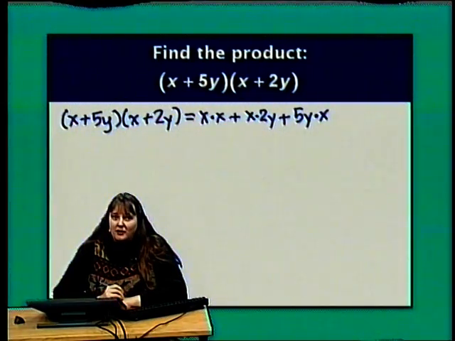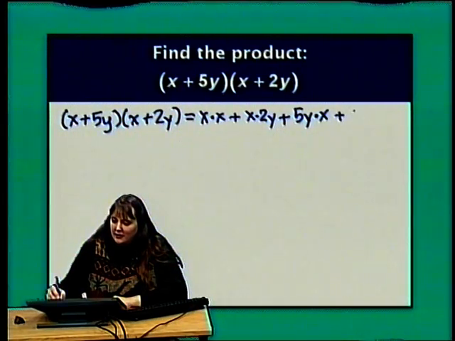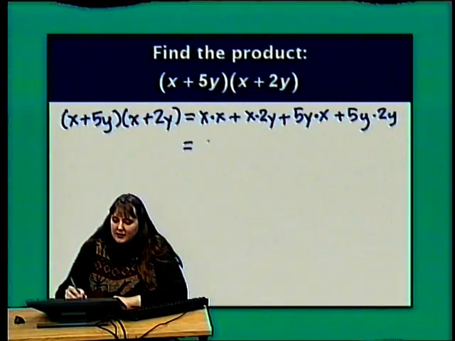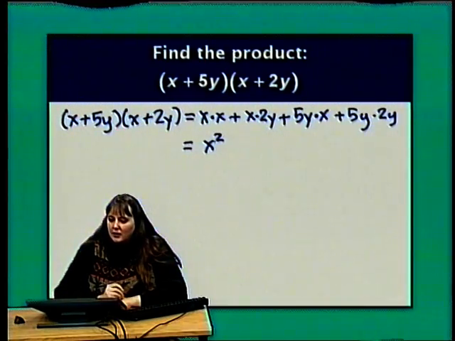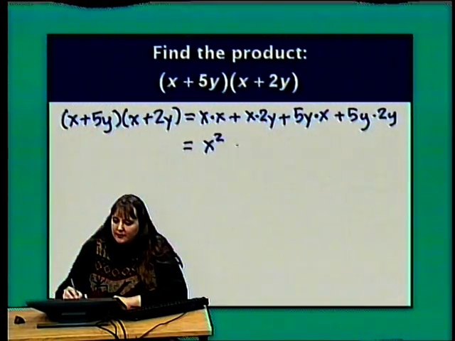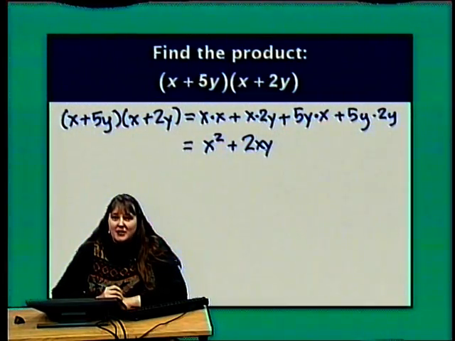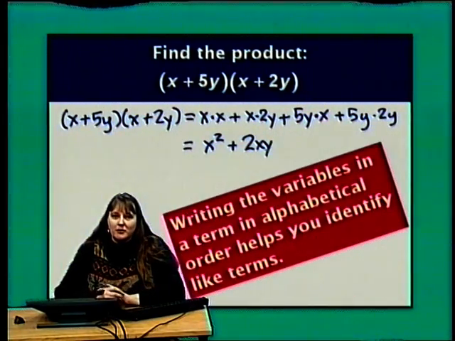And finally, the L reminds me to take the product of the last terms. And that is 5y times 2y. So x times x is x squared. x times 2y, writing my coefficient in front, is 2xy. 5y times x, I can write as 5yx, but I'm going to write this in alphabetical order.